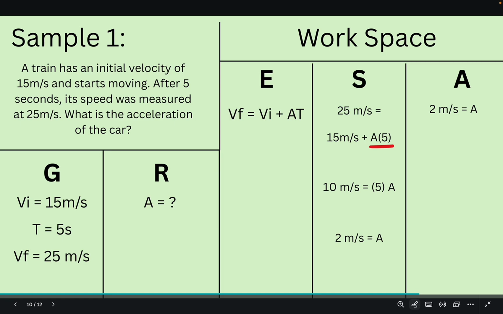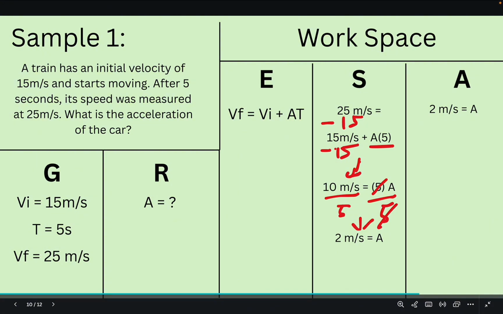So we can subtract 15 meters per second from both sides of the equation, and eventually we will end up with 10 meters per second is equal to 5A. Now, the cool thing here is we can just simply divide everything by 5, and because of division rules, both of these 5s will cancel out, and 10 divided by 5 is 2, and we'll eventually get our answer. A very simple 2 meters per second squared is equal to A.